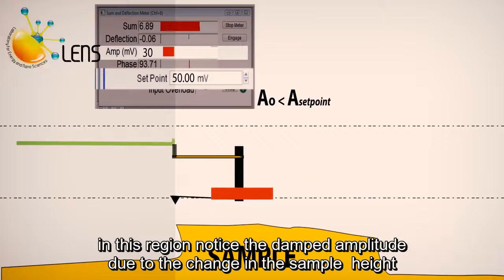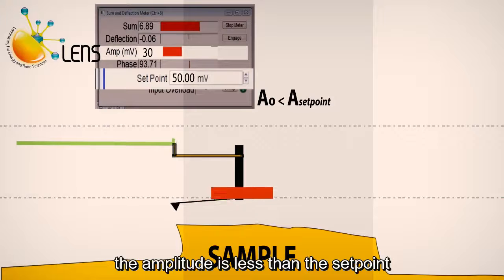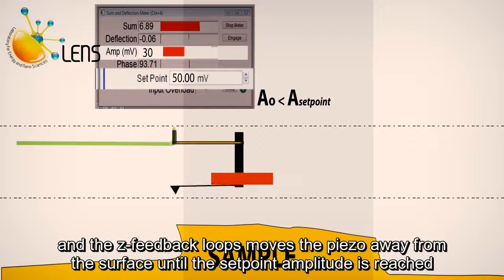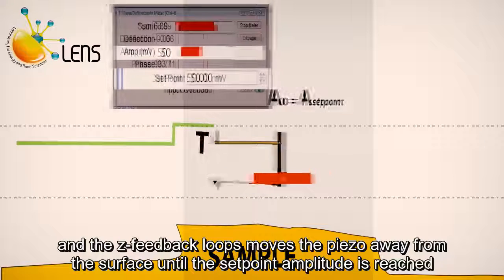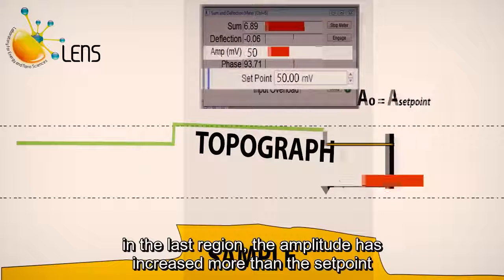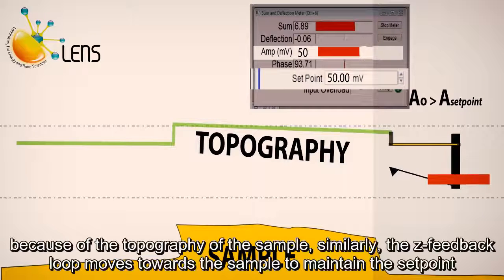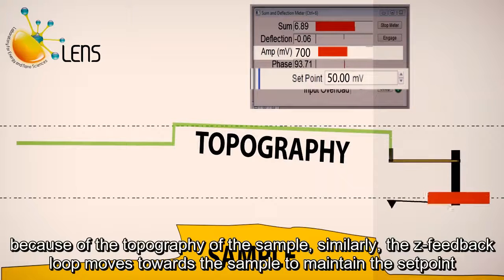In this region, notice the damped amplitude due to the change in the sample height. The amplitude is less than the set point, and the Z feedback loop moves the piezo away from the surface until the set point amplitude is reached. In the last region, the amplitude has increased more than the set point because of the topography of the sample. Similarly, the Z feedback loop moves towards the sample to maintain the set point.